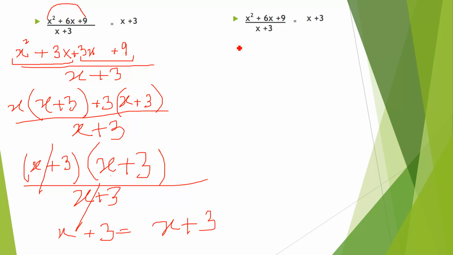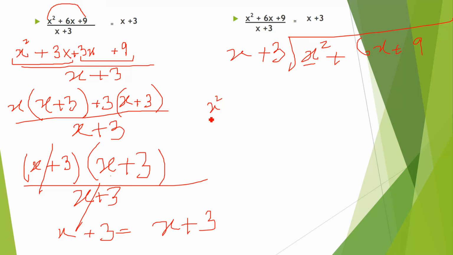The same question, now we will prove with the help of division. So x plus 3, this is called the divisor, and you have to write down the dividend here. x² plus 6x plus 9 is the dividend. Follow the same three steps. What is the first step? The first term of the dividend, which is x², divided by the first term of the divisor, which is x. So x and x cancel, only one x is remaining. So write down x as the quotient.